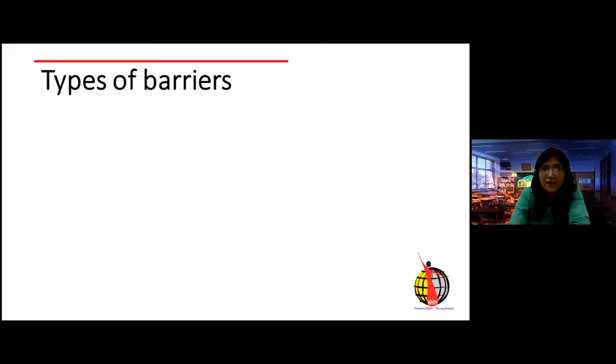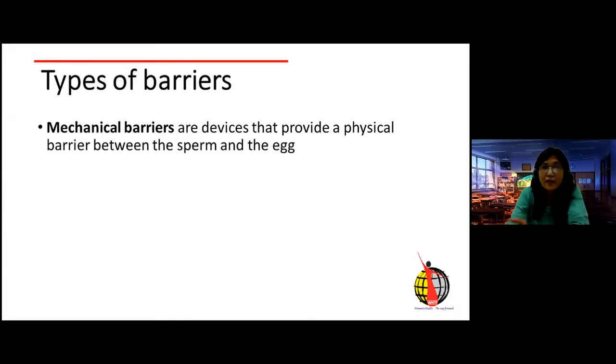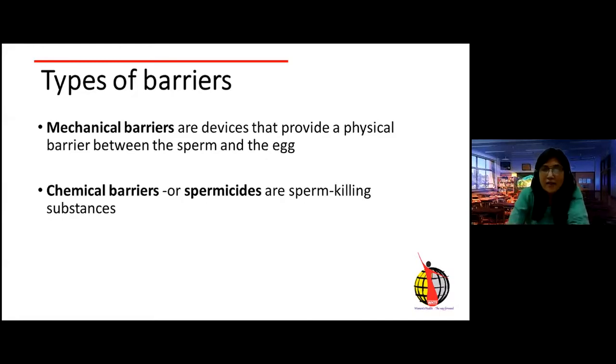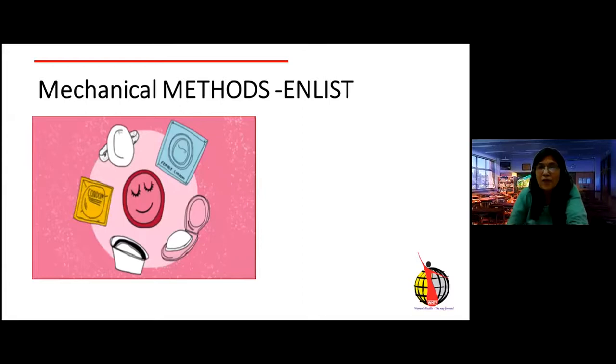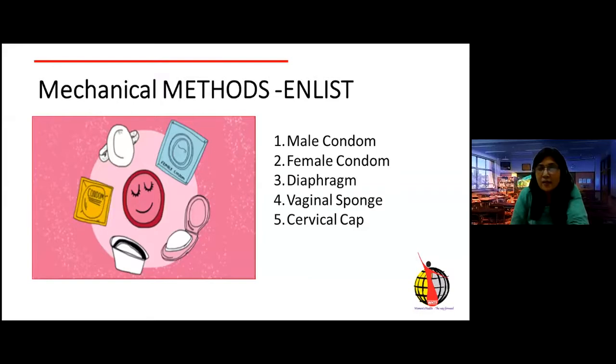They are two types. There are mechanical barriers, which physically prevent the sperm and egg meeting, and there are certain chemical barriers also called spermicides. So these are the two types of barriers. Now, quickly enlist, you must all be knowing, and from the picture also you will get an idea, what are the mechanical methods. We should have on the tip of our tongue five mechanical methods: the male and female condoms, and then we have the diaphragm, we have the sponge, and we have the cervical caps. These are the mechanical ones.